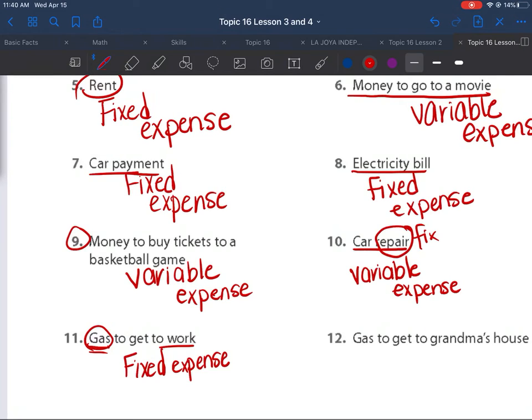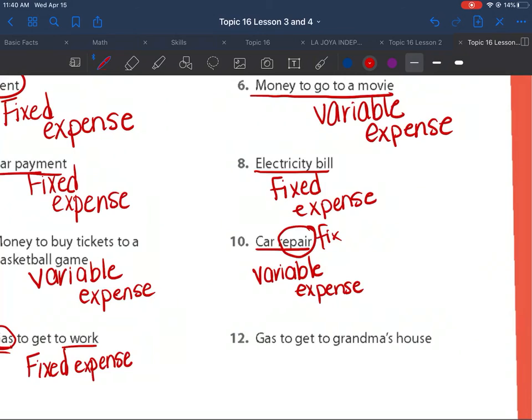Now, the amount could also be variable because it will be changing. Technically I'm going to work to the same place, so the amount of gas would be the same. But remember, if I use my car to go to the store or to travel, I might have to be putting gas more frequently so that it'll vary. Just to keep that in mind. But it is a fixed expense because we're paying it all the time.